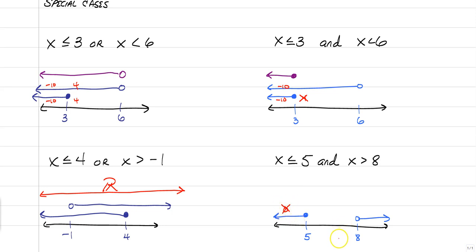If we were to pick 7, 7 wouldn't work because it's not greater than 8. And if we were to pick 10, 10 is greater than 8, but it's not less than or equal to 5. So remember, and is the specific one. So this is a situation where we have no solution. So there are no answers that would satisfy this compound inequality.